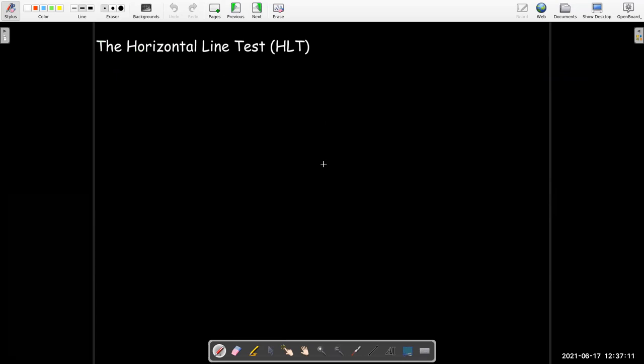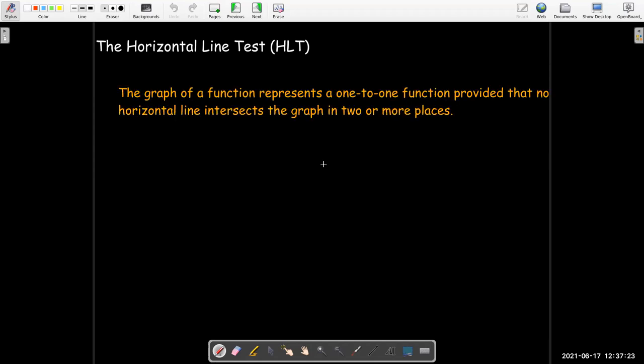If we have the graph of a function, the way that we can test that for each y there is only one x is to use the horizontal line test. So if you have a graph of a function and a horizontal line intercepts that graph in two or more points, then it's not one-to-one.